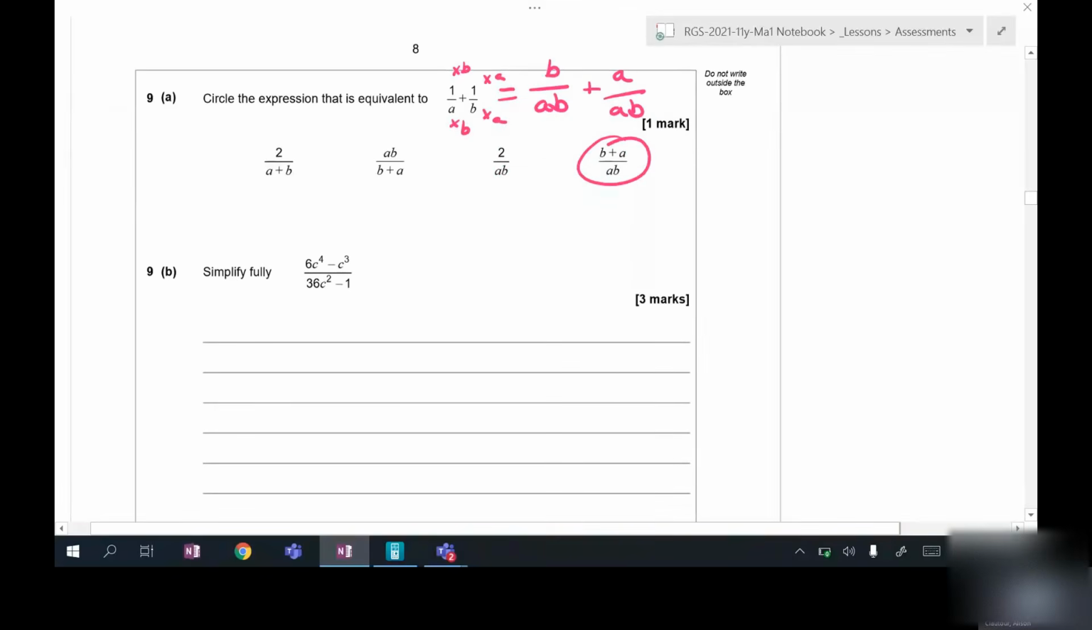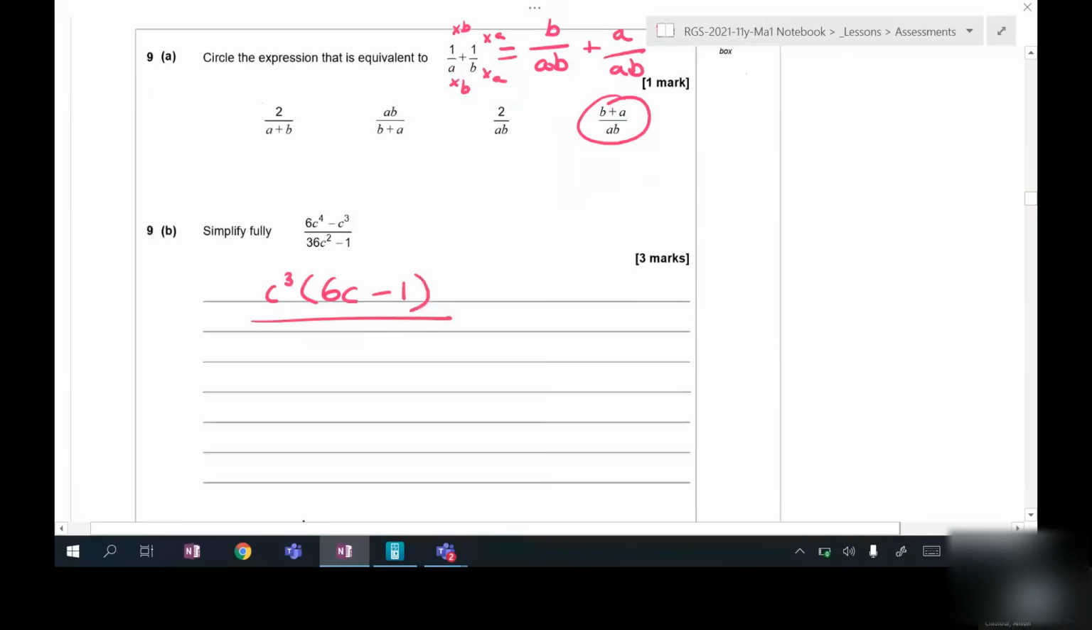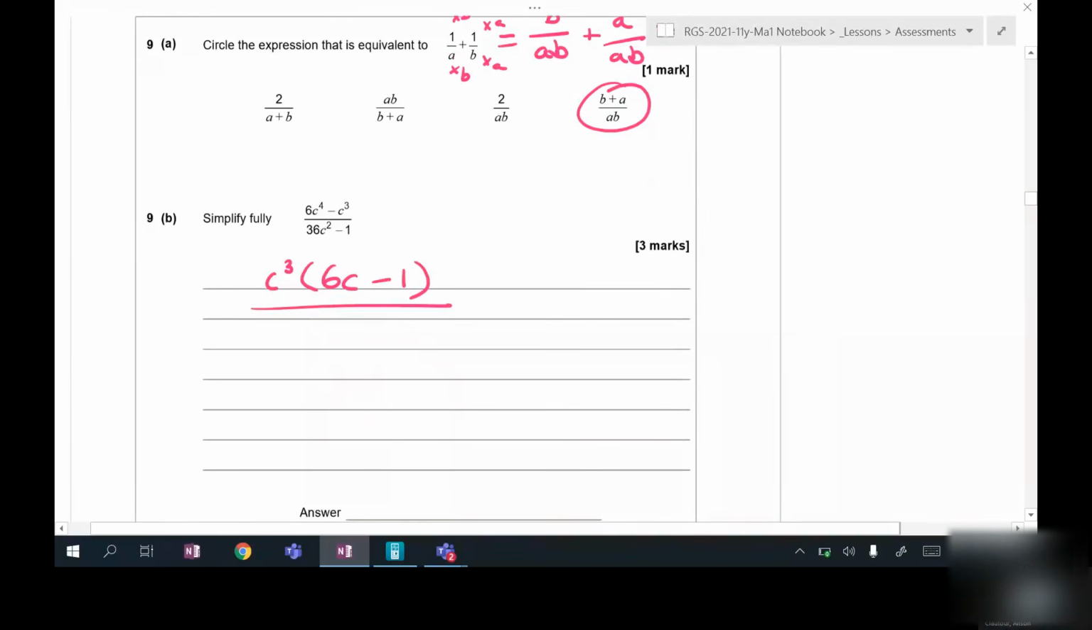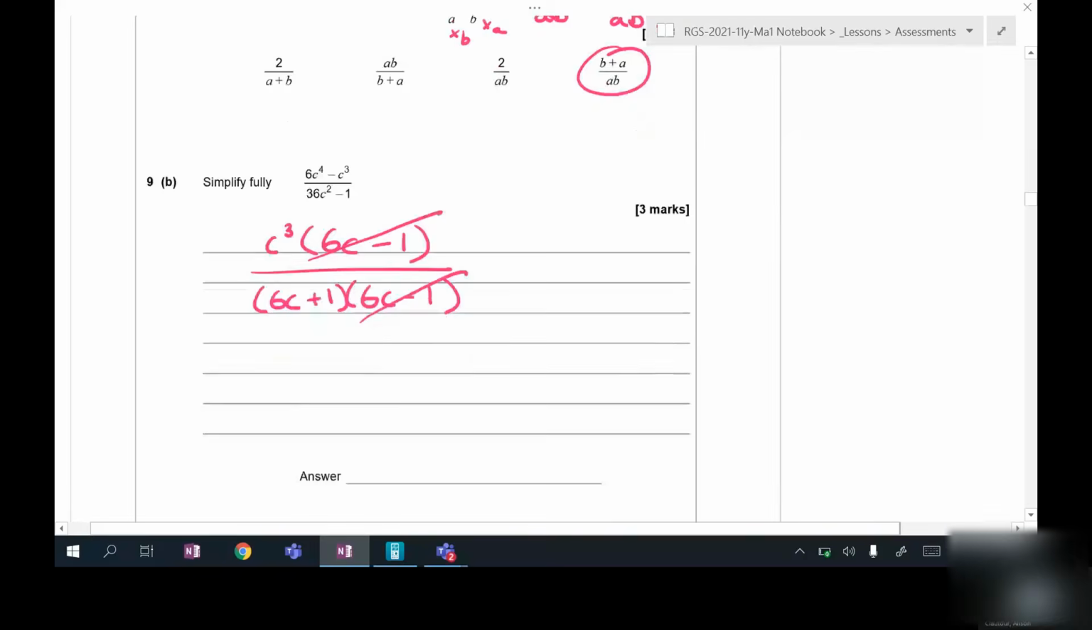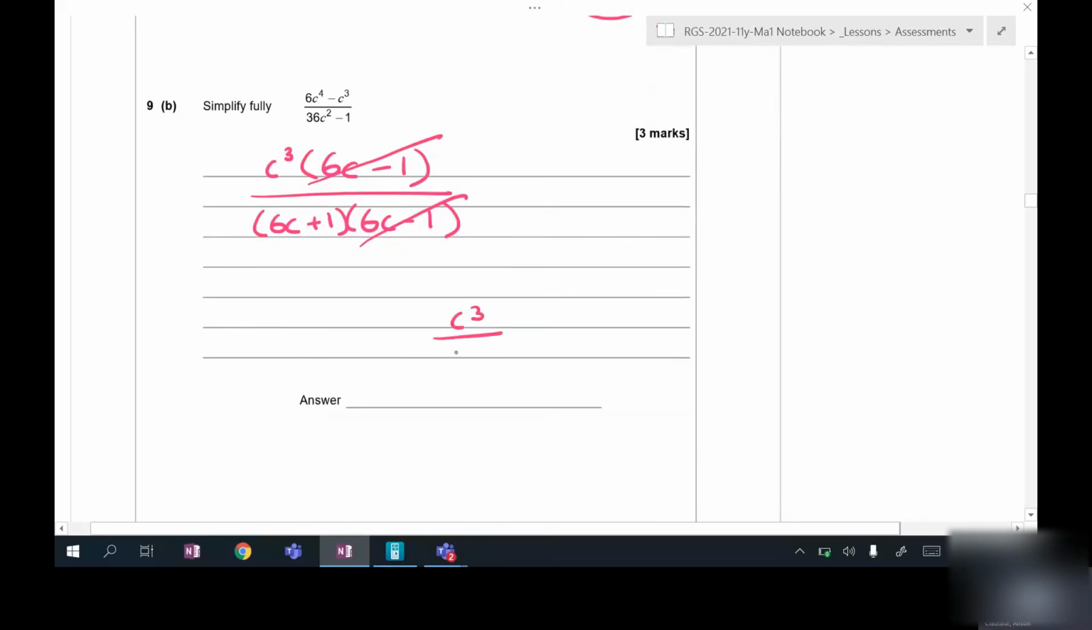To simplify, remember, you need to use factorised form. If you factorise this top, I can take out c to the power of 3, so I'm left with 6c take away 1. On the bottom, I've got the difference of 2 squares: 6c plus 1, 6c minus 1. Then your 6c minus 1 will cancel, so you're just left with c cubed over 6c plus 1.